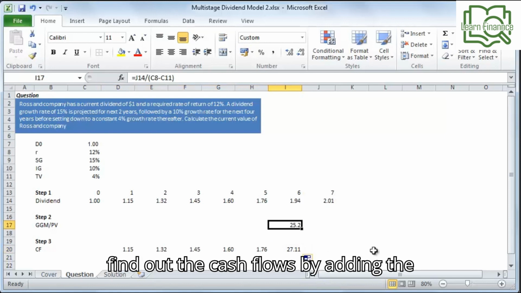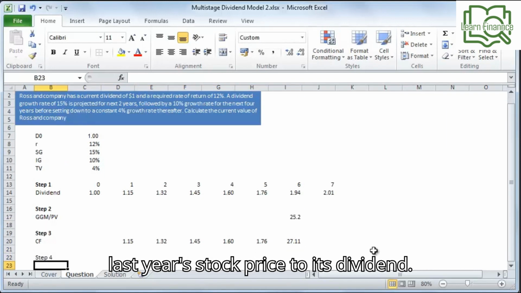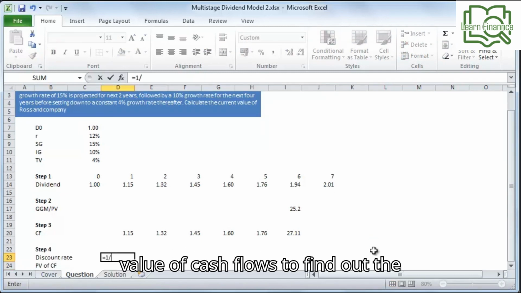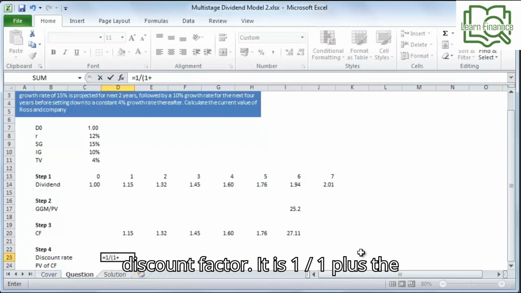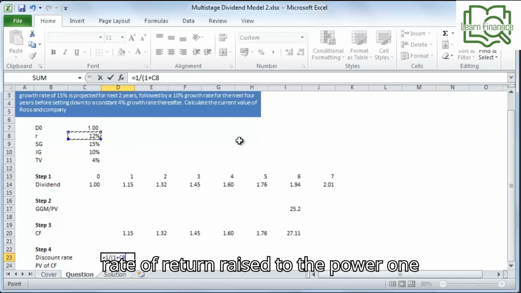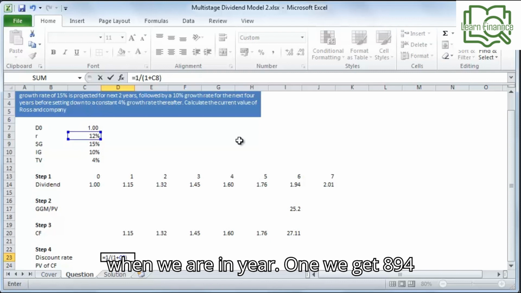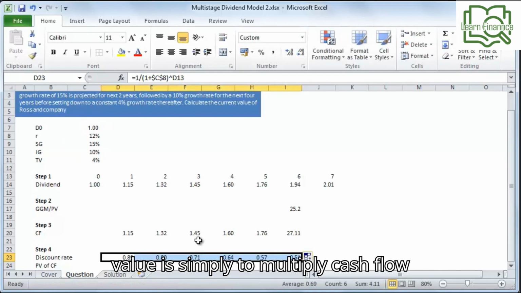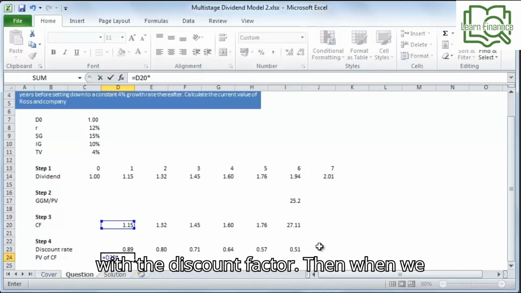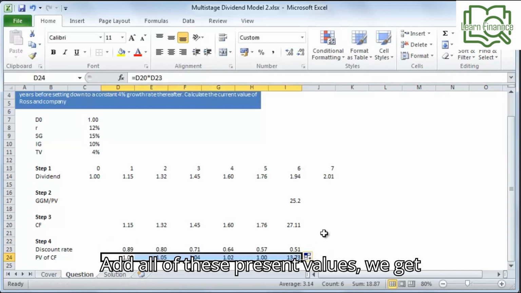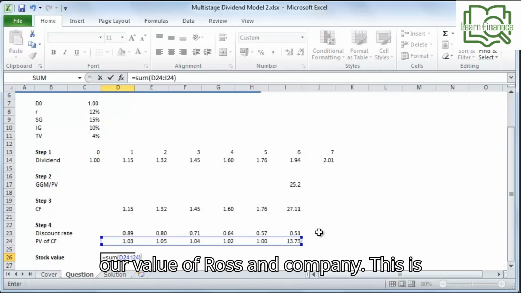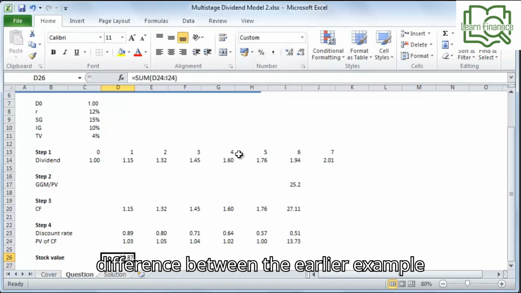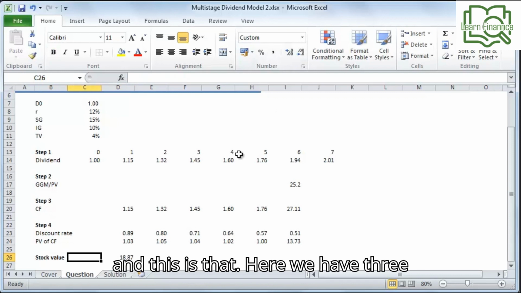In the next step, we are going to find the cash flows by adding the last year's stock price to its dividend. Then, in the end, we will find the present value of cash flows. To find the discount factor, it is 1 divided by 1 plus the rate of return raised to the power 1 when we are in year 1. We get 0.894 as a discounting factor, and we drag the formula till the 6th year. Now the present value is simply multiplying cash flow with the discount factor. Then, when we add all of these present values, we get our value of Ross and Company. This is the stock value. We got 18.87.